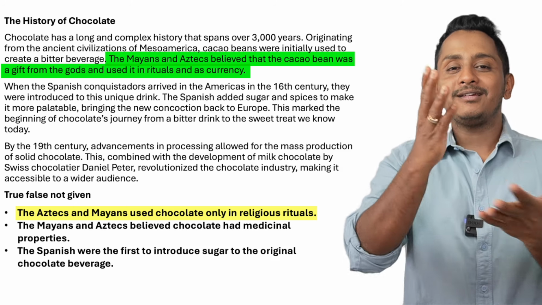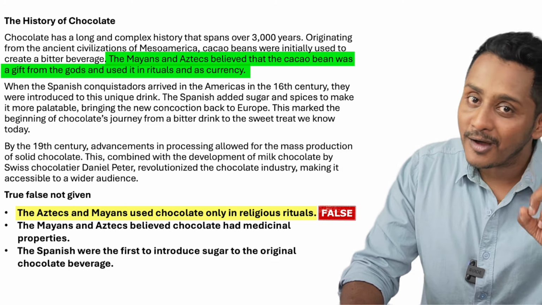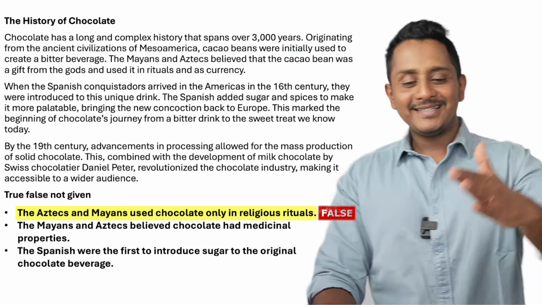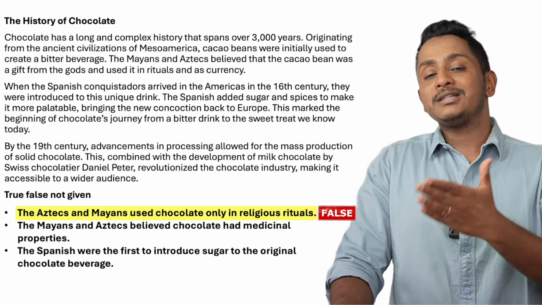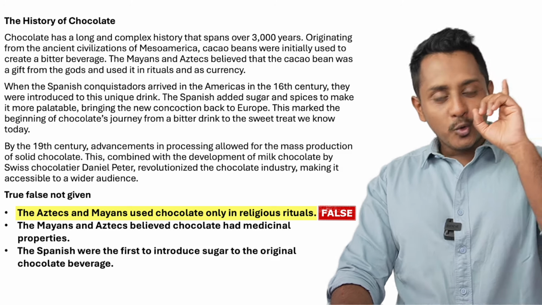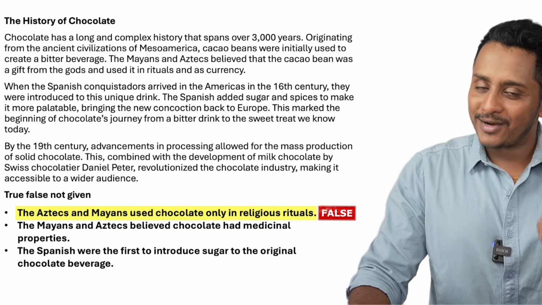When it's contradicting, it's going to be false. The first one is going to be false. It's partially true in the sense that it is probably used in religious rituals, but it also was used as currency. But the question says only religious rituals, so it's contradicting.